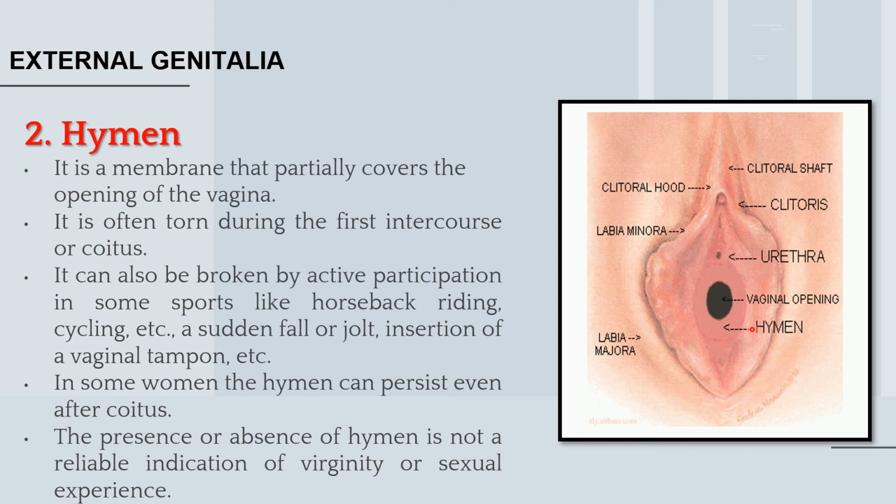But there are certain exceptional cases wherein the hymen gets ruptured, such as when girls engage in physical activities like horse riding, or due to a sudden fall onto this region of the body. In certain cases, this partial tissue covering the vaginal opening might even persist after sexual intercourse. The hymen is considered an indication of the virginity of a female.